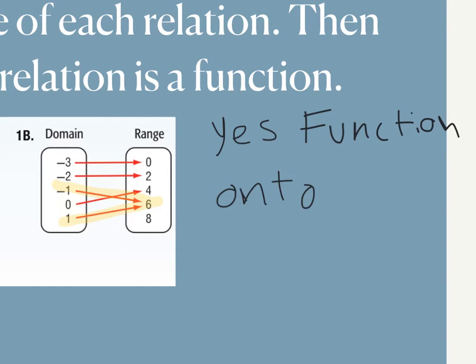So just think, to determine if it's onto, you have 2 that are on the number in the range. So that's just a little trick to determine if it's onto. You have 2 that are on it.